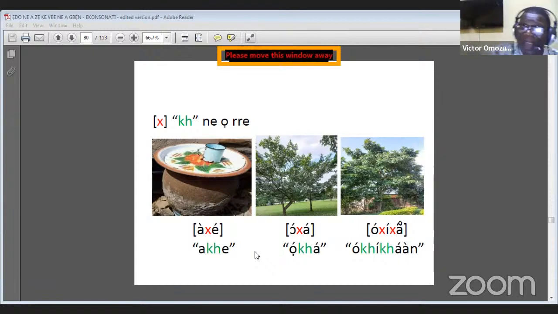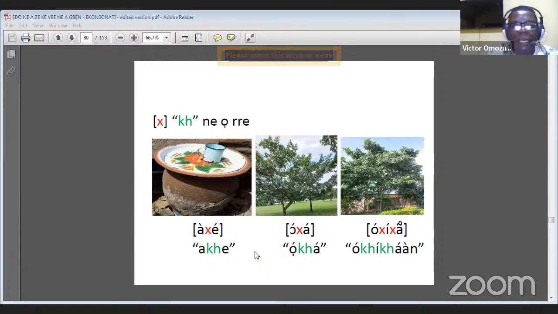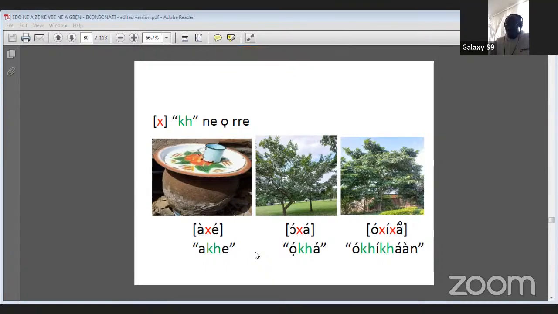So I don't borrow the object, rather the action. Go ahead.